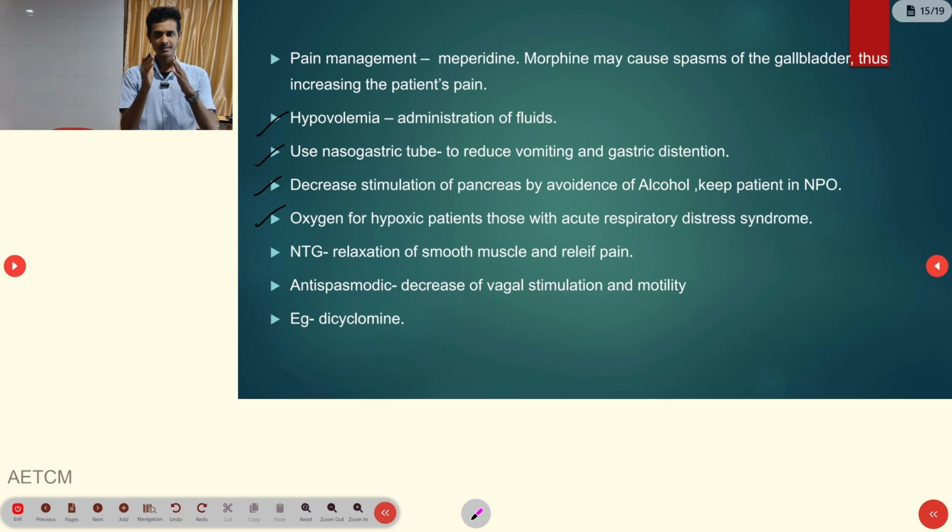Oxygen therapy, that is, ABCDE you always have to remember. Here we told only for pancreatitis. The remaining things, airway, breathing, circulation, disability, exposure, are constant for every management part. And then antispasmodic, NTG also you can use.